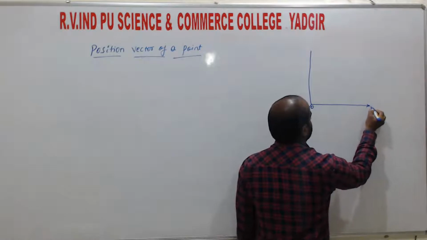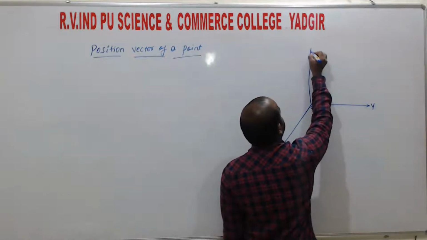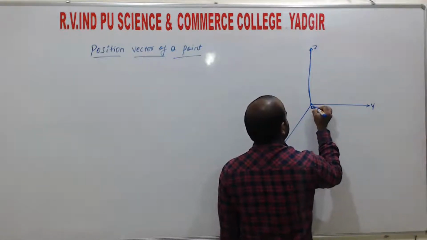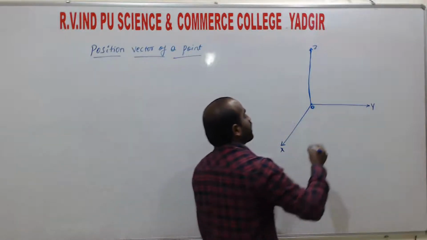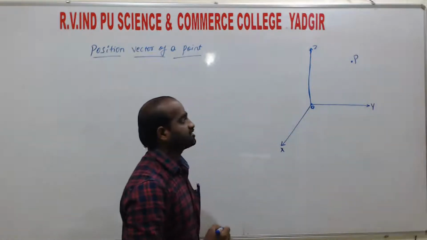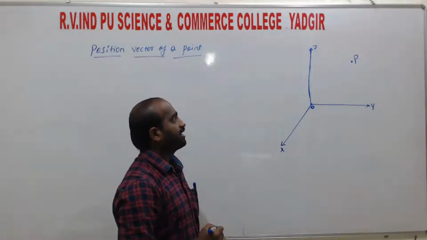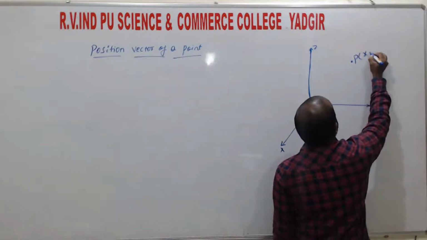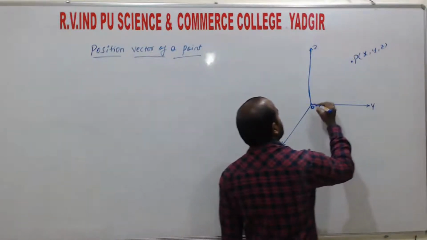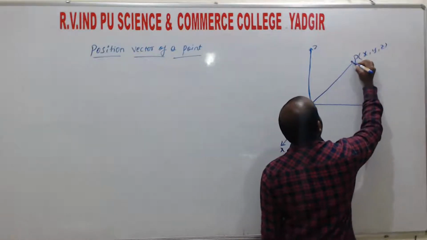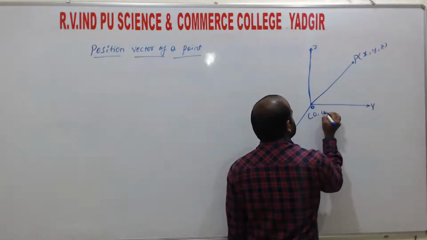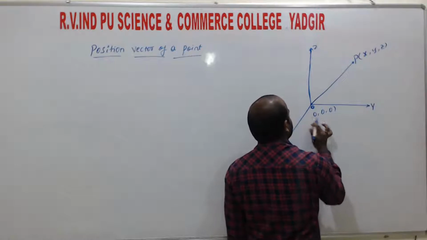Okay, x, y, z with respect to the origin. Consider a point P in space of the coordinates x, y, z with respect to the origin O of 0, 0, 0.